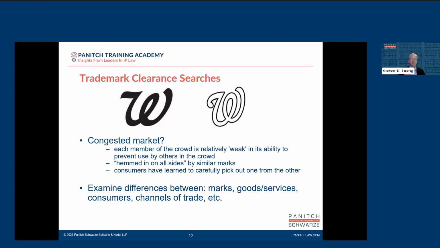So if you are presented with a congested market for the proposed trademark that you've created through AI, you want to search to see if there are any differences. You want to look at differences between the marks themselves, differences between the goods and services, maybe sophisticated consumers, channels of trade, things like that. Again, these are the things you want to do to clear your trademark. Next slide, please.